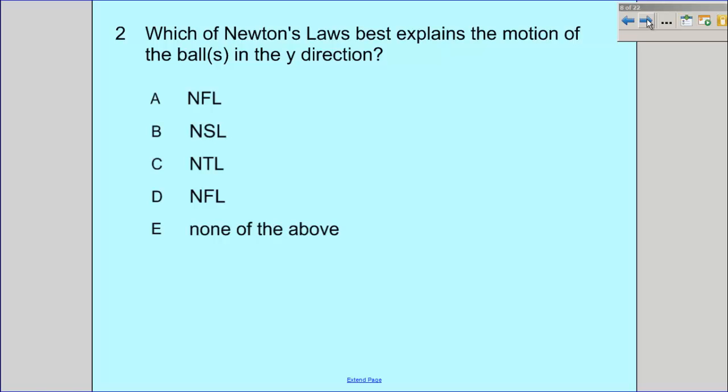If you think back to projectiles now, which of Newton's laws best explains the motion of the ball in the y direction? First law, second law, third law, fourth law. There is no fourth law, so that's a giveaway. And none of the above, that can't be that. So in the y direction, there's gravity, so I think it will be the second law.